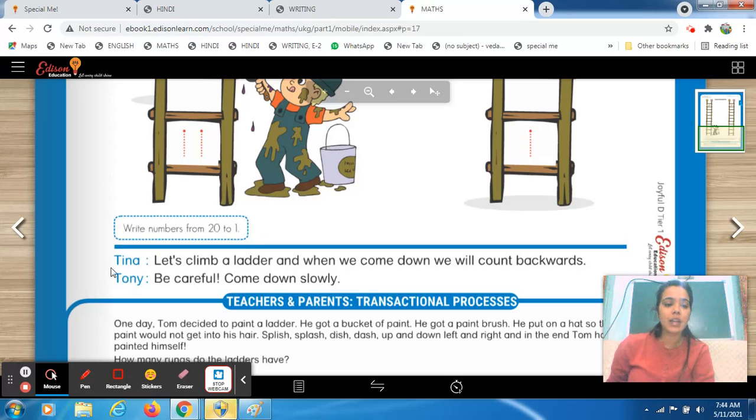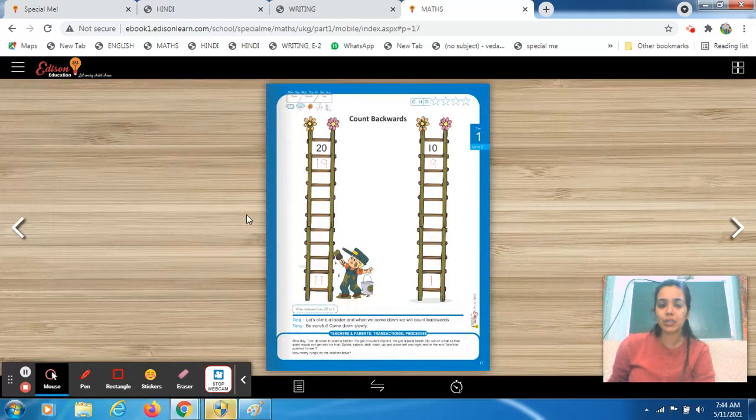Before starting this, let's see what the conversation is between two friends. What are the names of the two friends? Ma'am, Tina and Johnny. Yes. So let's climb a ladder, and when we come down, we will count backward. First of all, Tina said, कि चलो Tony, we will climb that ladder. ये जो ladder है, two ladders are there. First of all we will climb them. हम इनको climb करते हैं, right? And Tony said, when we came down, जब हम नीचे आएंगे तो हम backward count करेंगे.